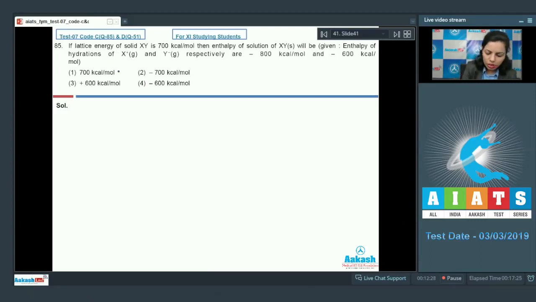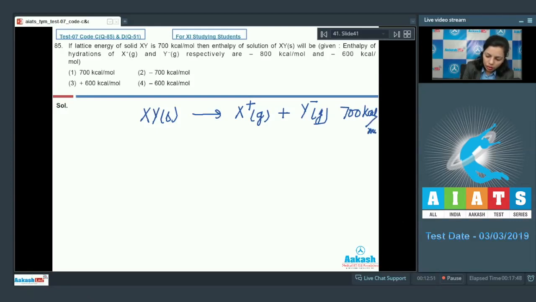Here, the first process is lattice enthalpy. It means you have XY in the solid state and you just want to break the lattice. It means you are just going to convert these two into the ions. And in this process, the enthalpy change is 700 kilocalorie per mole. This is the enthalpy change in this case.